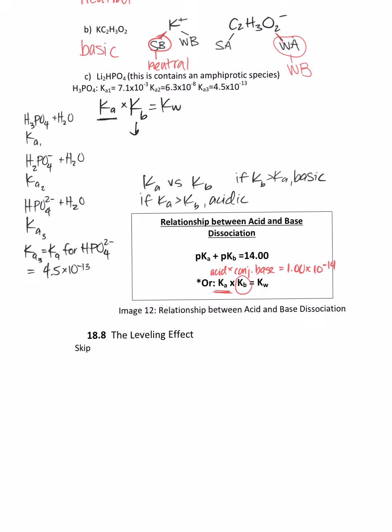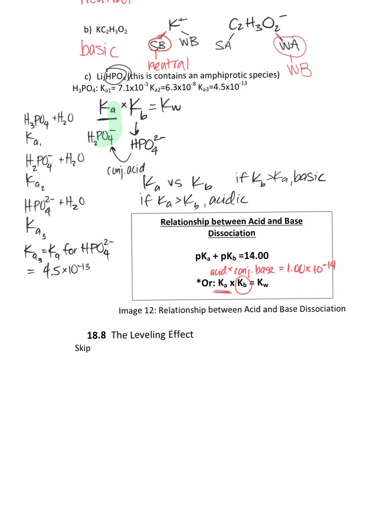This Kb is referring to hydrogen phosphate. That's the species that I'm trying to solve for, right? So the question is, what is the conjugate acid of hydrogen phosphate? It's dihydrogen phosphate, with an additional hydrogen. So what Ka value is that?